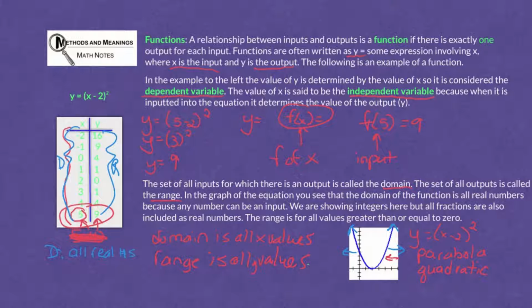Some people will just say negative infinity to positive infinity. That's interval notation, which you'll learn at some point. But it's just all real numbers for right now.